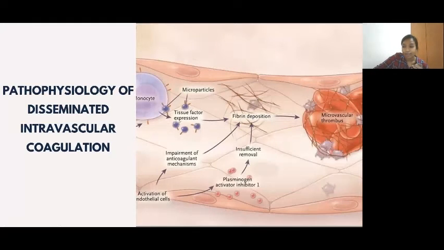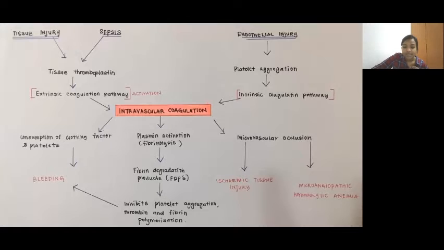Moving on to the pathophysiology of disseminated intravascular coagulation, as I've mentioned earlier, there are distinctive triggering mechanisms. Tissue injury and sepsis will cause tissue thromboplastin to be released into the circulation. In this case, tissue thromboplastin acts as a trigger to activate the extrinsic coagulation pathway. As for endothelial injury, platelet aggregation is what initiates the activation of the intrinsic coagulation pathway.